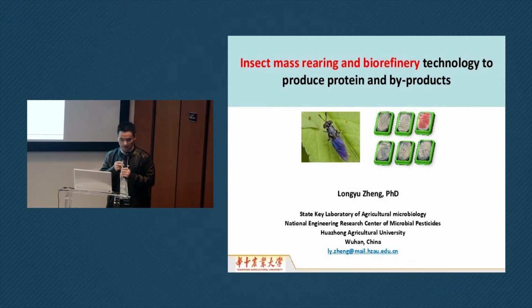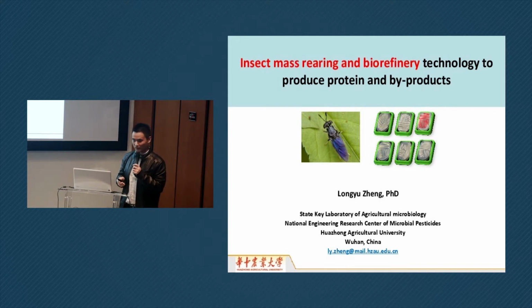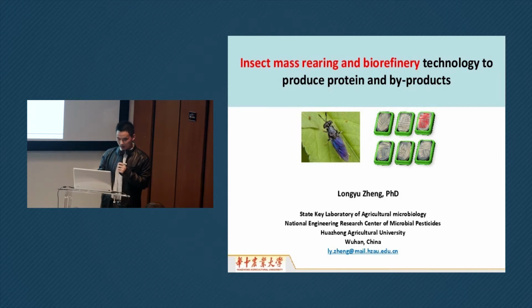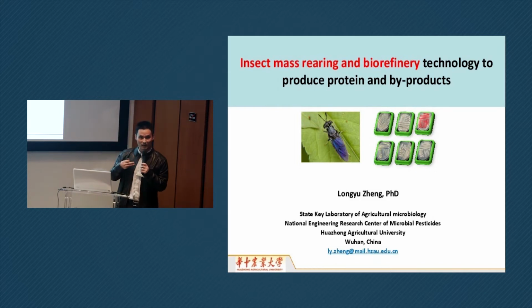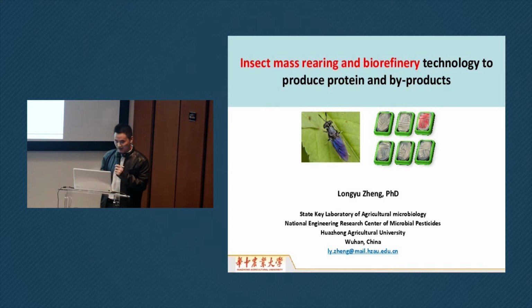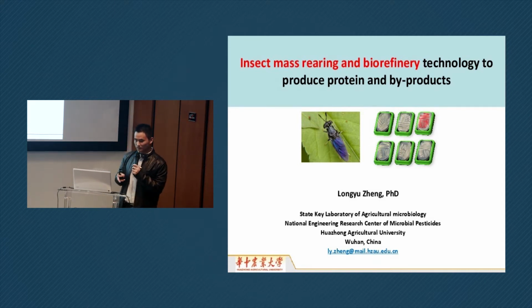So I'm going to talk about my research and some updates from China about insect mass rearing, and especially for black soldier fly, because that's my favorite one. I'm from Huazhong Agricultural University, and my laboratory is the State Key Laboratory of Agricultural Microbiology. My major was microbiology when I was a master's and PhD student, but now I'm so interested in insects. What we mainly work on is using black soldier fly and microbes to convert organic waste for protein production and other byproducts.